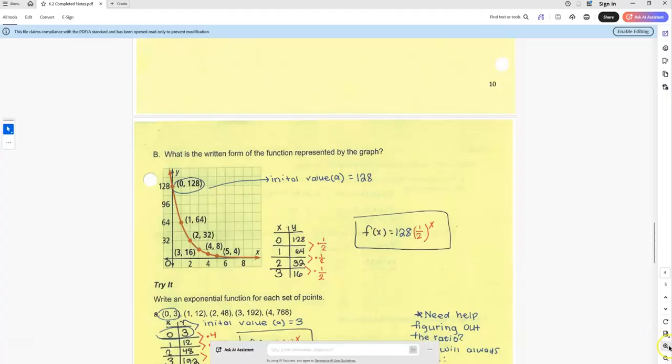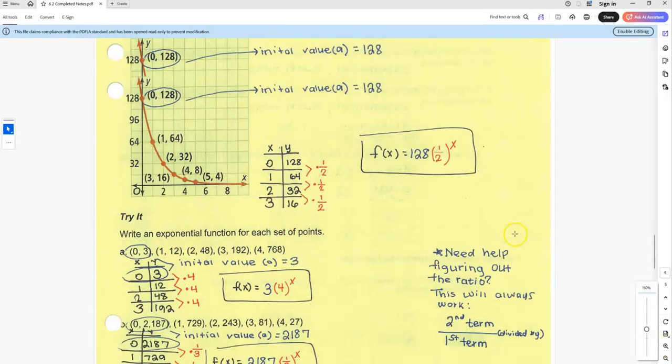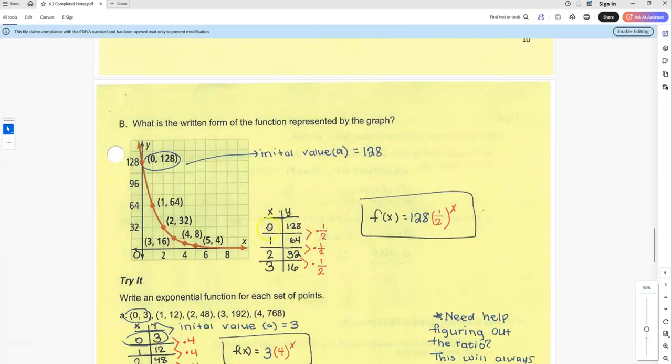So here we had a graph, and I made just a little table over the graph so that it would be easier for me to find my ratio. Now you can see I just copied these points right here: 0, 128; 1, 64; 2, 32. And so our y-intercept, our initial value is 128. That is the y value when x is 0.